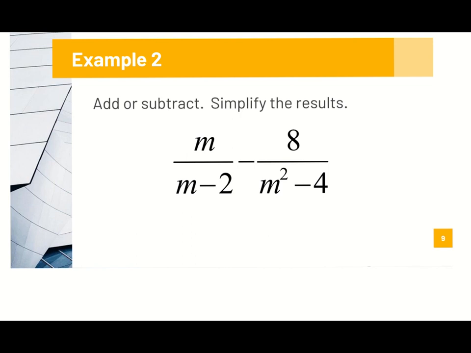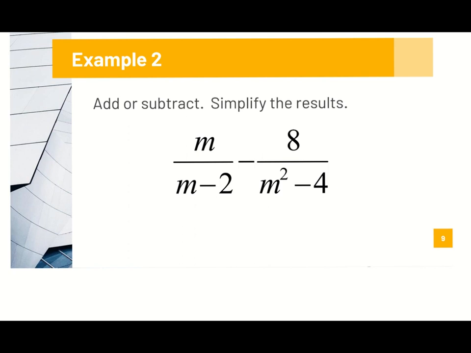With example number 2, things start to get a little trickier. So I have m over m minus 2 minus 8 over m squared minus 4. Now, m minus 2 and m squared minus 4 are clearly not the same. So we have to create like denominators. Now, if we have something in the denominator that can factor, we want to factor it first because that's going to see, do they have anything in common? And what do I have to multiply by in order to get them to be the same?